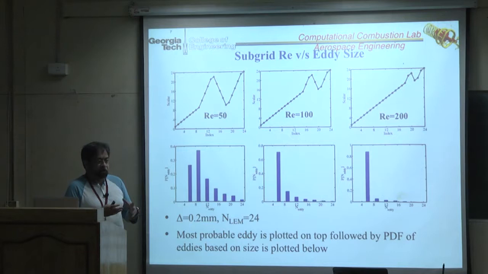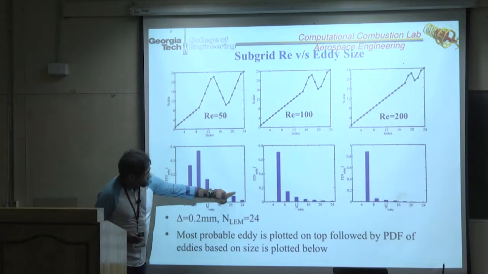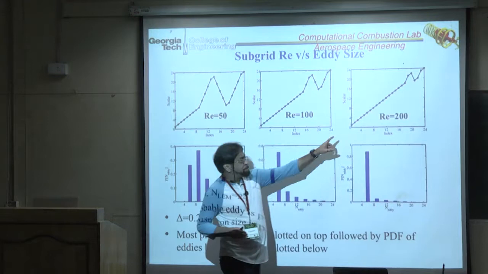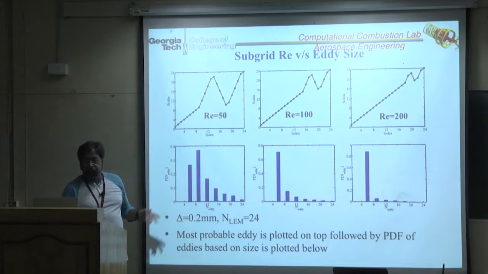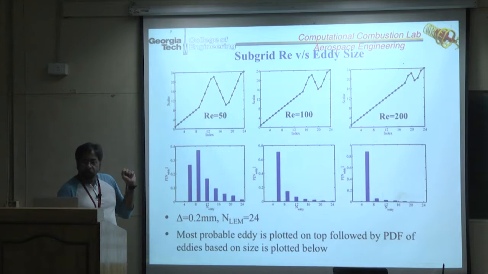You can have some possibility of larger eddies, but as you go to very high Reynolds numbers, this, by the way, this is the subgrid Reynolds number. This is based on grid size and the subgrid turbulence. So this is actually a very high Reynolds number. Okay, this is not the Reynolds number based on the jet diameter or something. This is based on U prime times the grid size over the viscosity. So for it to be 200, the Reynolds number could be 100,000 in the jet, for example.